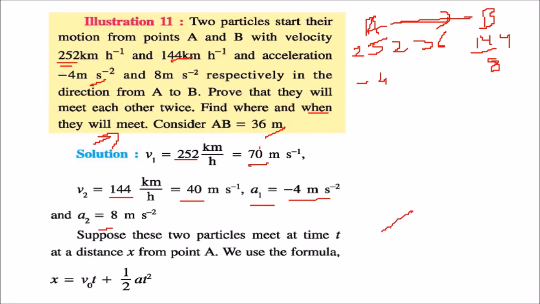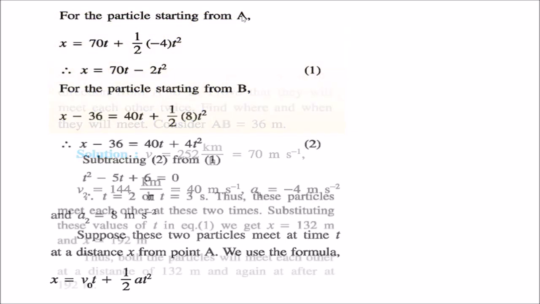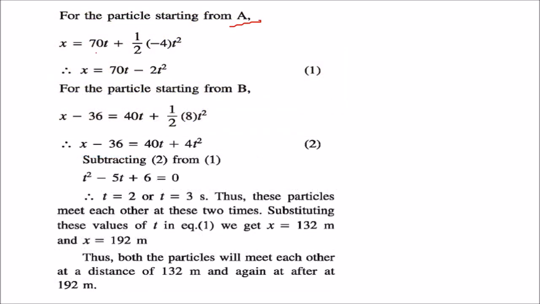Now we'll use the formula x equal to v0 t plus half a t square. For the first particle, we know the speed we found is 70, plus half into acceleration into t square. This is the first equation. Now with the same equation, we are going to write the second one, but in this case the distance is 36.